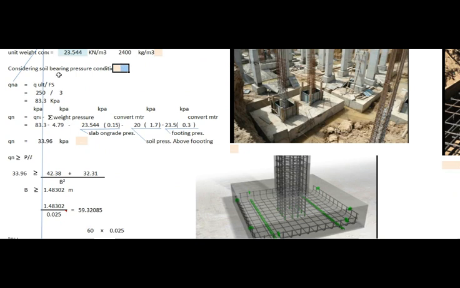Considering soil bearing pressure, the Qa is equal to Q ultimate divided by factor of safety, so 250 divided by 3 equals 83.34 kilopascal. Nominal soil bearing pressure is equal to 83.34 kN minus 4.78533632 minus 23.544 times 0.15 for slab on grade pressure, minus 20 times 1.7 for soil pressure above footing, and so forth, so the Qn equals 33.96 kilopascal.